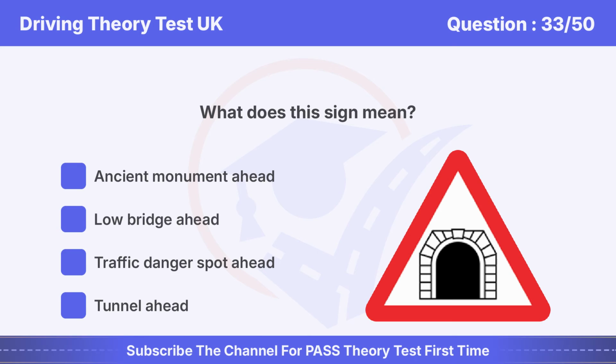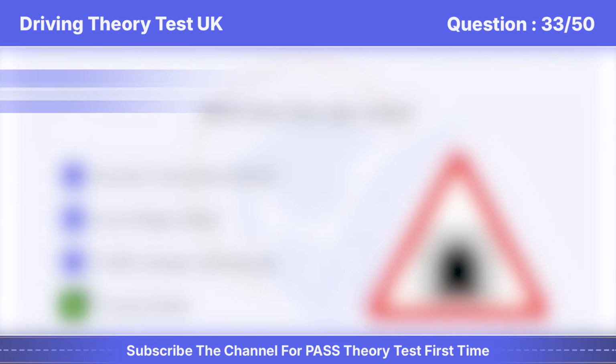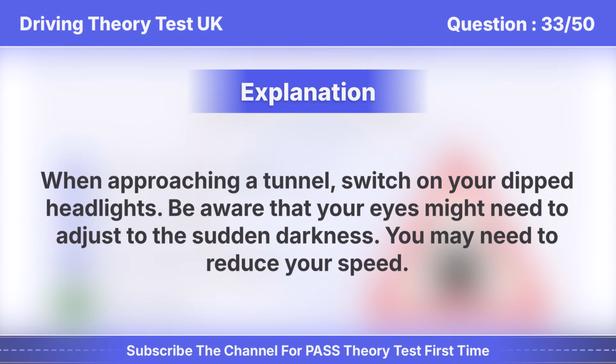Question 33. What does this sign mean? Answer is D. Tunnel ahead. When approaching a tunnel, switch on your dipped headlights. Be aware that your eyes might need to adjust to the sudden darkness. You may need to reduce your speed.